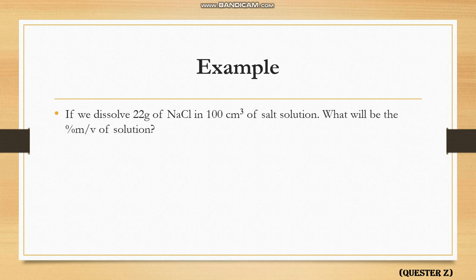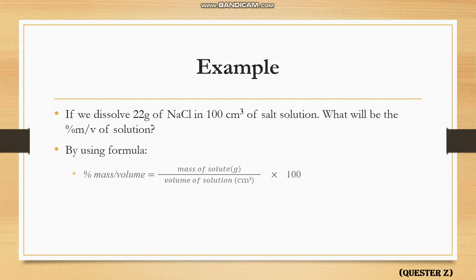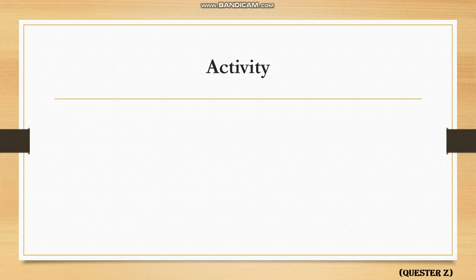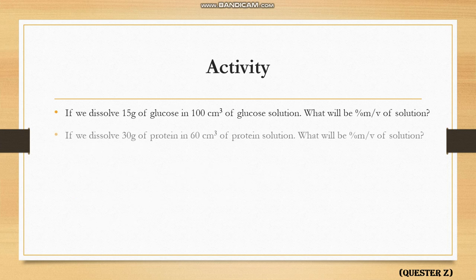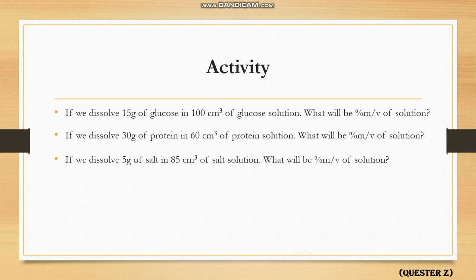Example, if I have 22 grams of NaCl and I have to make 100 centimeter cube of volume, then what concentration will I prepare? By putting in this formula, mass of solute divided by volume of solution, we can easily find out the value for this solution, that is 22. So at the end, I am also giving activities. By putting in this formula, you can easily find out the concentration of these given questions.